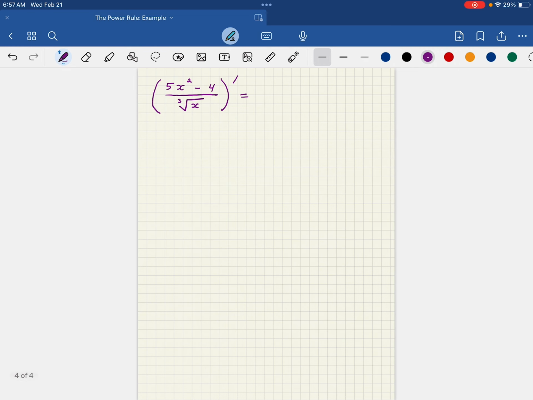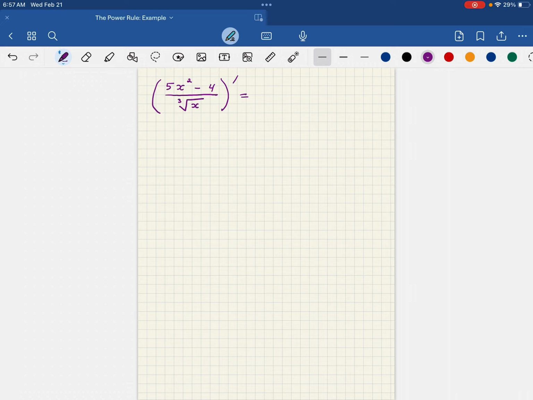Let's do one more example, and this looks like a fairly complicated derivative. It's a fraction. We have 5x squared minus 4 in the numerator and a cube root of x in the denominator. And one way to compute this derivative is to apply the quotient rule, which tells us how to differentiate fractions. However, there is an easier way to compute this derivative.